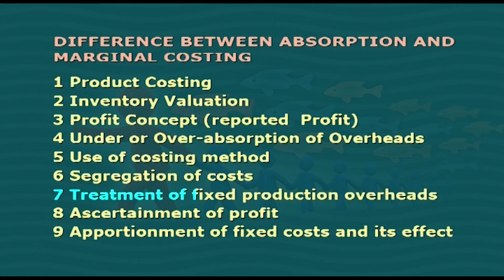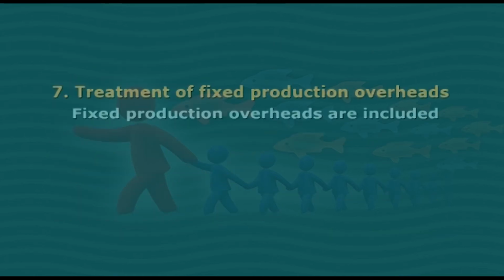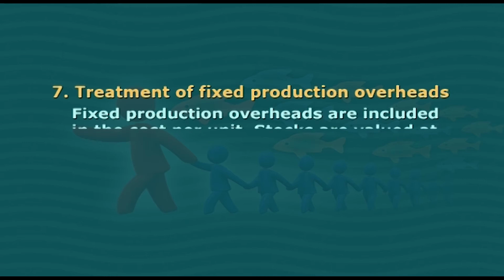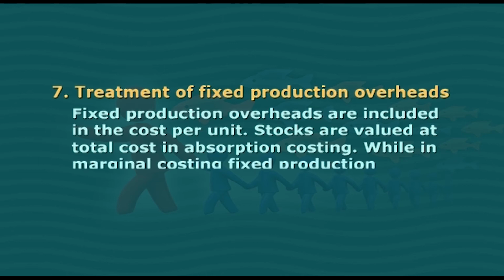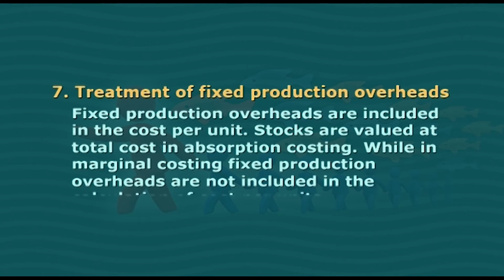Seventh point is treatment of fixed production overheads. Fixed production overheads are included in the cost per unit. Stocks are valued at total cost in absorption costing, while in marginal costing, fixed production overheads are not included in the calculation of cost per unit.